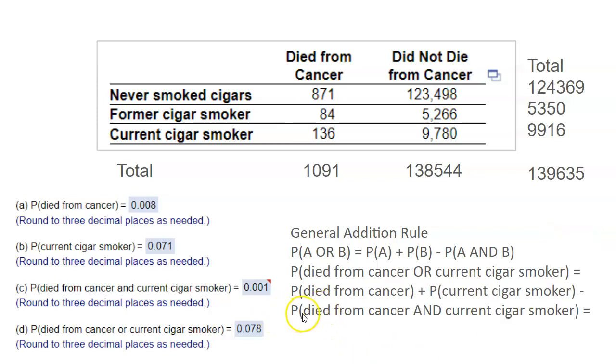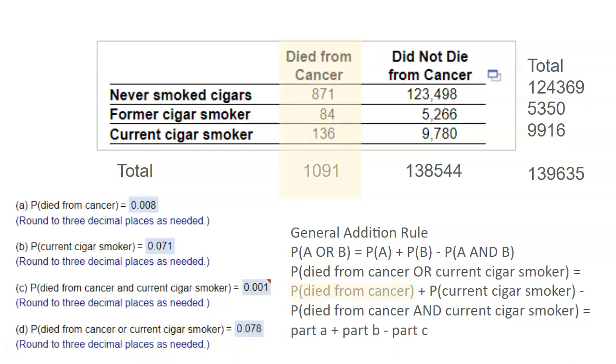If we break that apart with the general addition rule and apply our context, that's the same as the probability of dying from cancer plus the probability of being a cigar smoker minus the intersection of the two, the probability of dying from cancer and being a current cigar smoker. Since we've already calculated these things, we could look at this as simply take the answer to part A, add the answer to part B, and subtract the answer from part C. Notice those three pieces here were kind of setting you up to use this general addition rule in part D.